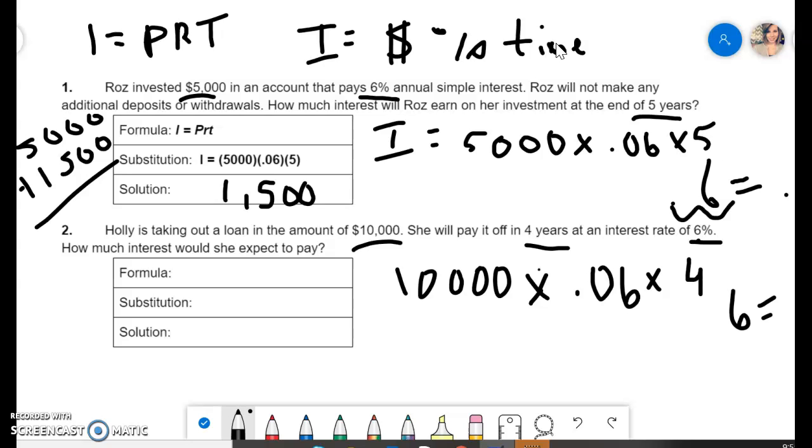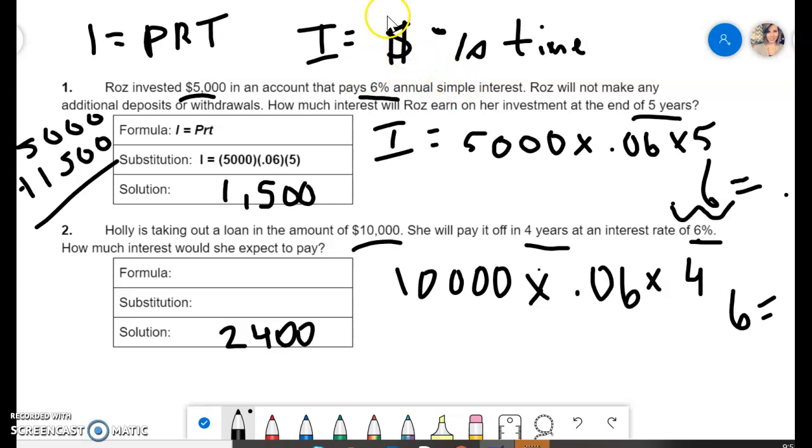I'm going to hop onto my calculator. 10,000 times 0.06 times 4, and I get 2,400. I basically did my work over here, but that's your ending answer. The question is just how much interest, so we're not going to have to add on either one of these, but if it asks what was the total amount, then you would add back to the 10,000. All right, simple interest, this is all it is.